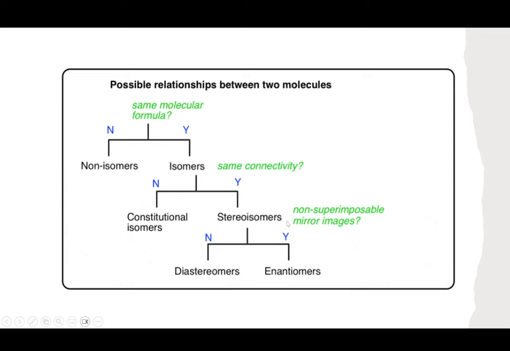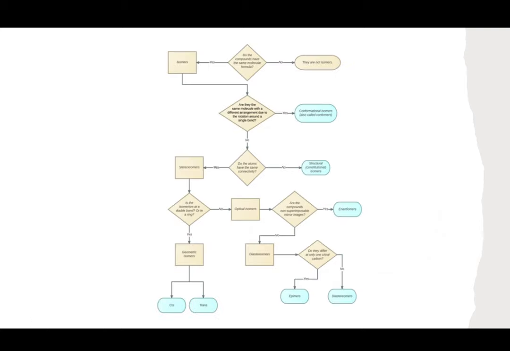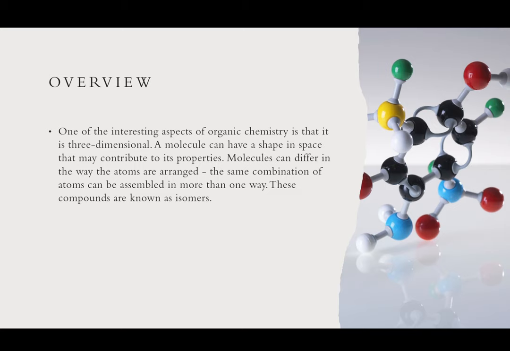If they're stereoisomers and are non-superimposable mirror images, then they are enantiomers. And if they are not, or contain two or more chiral centers, then they will be diastereomers. So you're going to be looking at all of these. This is also a larger, more complex chart, but don't think it's necessary to go that deep. So, just doing an overview.